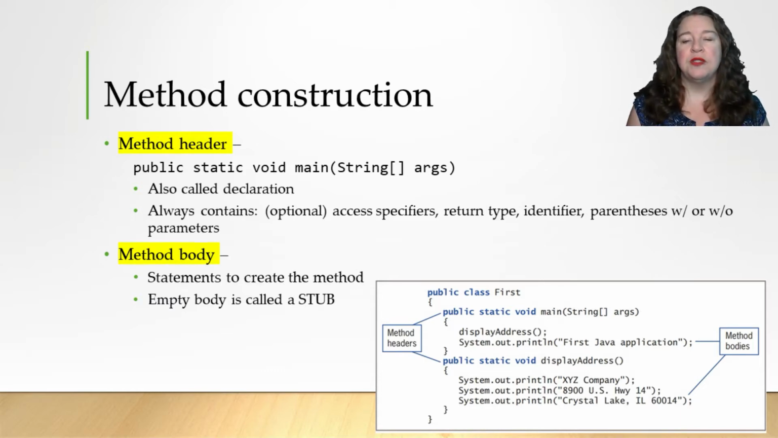Parentheses. You have to include parentheses even if there are no parameters being passed. So with or without parameters, you're always going to have parentheses. So your access specifiers, your return type, your identifier, which is the name of the method, and parentheses. Inside of the curly braces are going to be your statements that create your method.